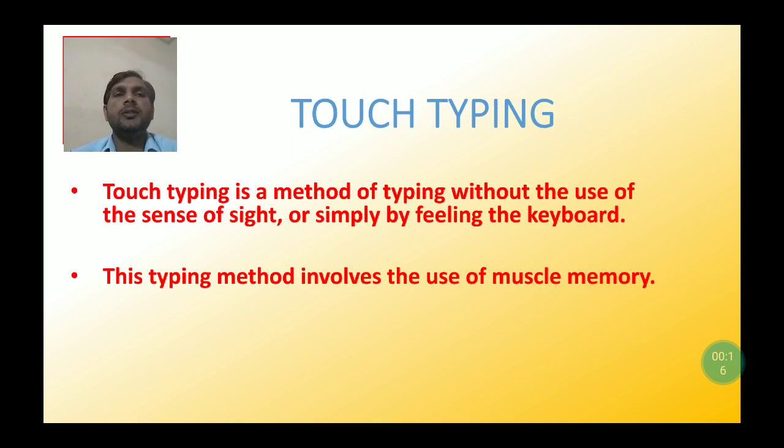First we discuss what is touch typing. Generally, touch typing is a method of typing without the use of the sense of sight. It means that in this method there is no need to look at the keyboard. There is only a little use of sight; the complete use is of feeling and muscle memory. A typist does not look at the keyboard, he only looks at the document on the screen and types spontaneously by pressing the keys.